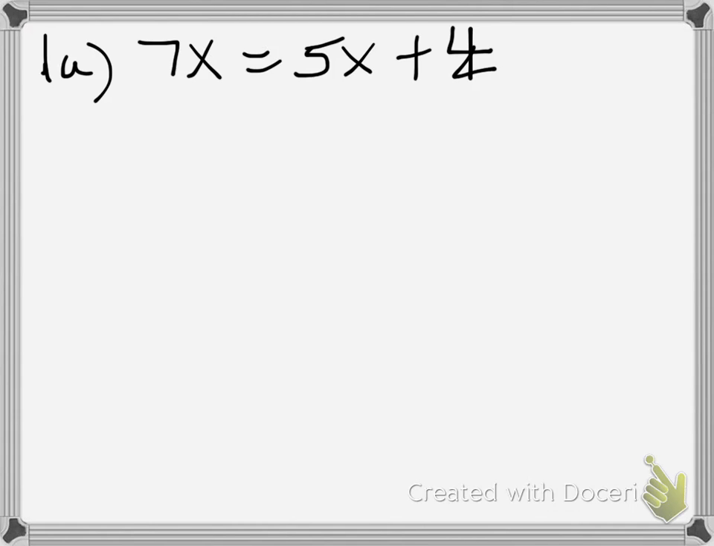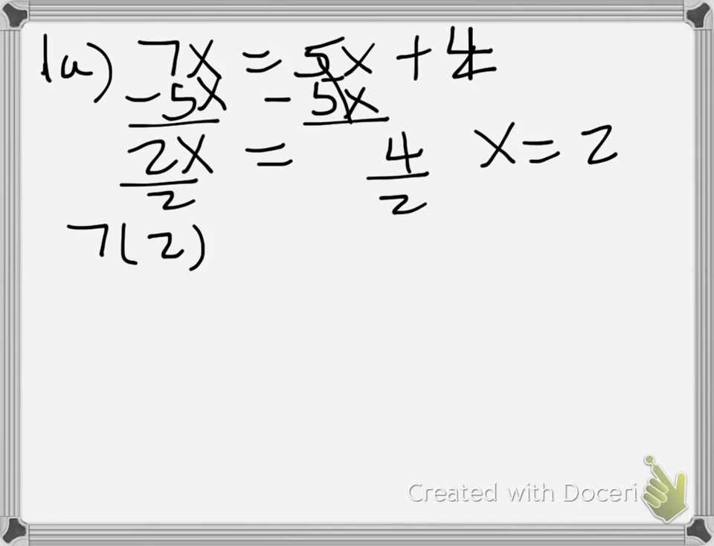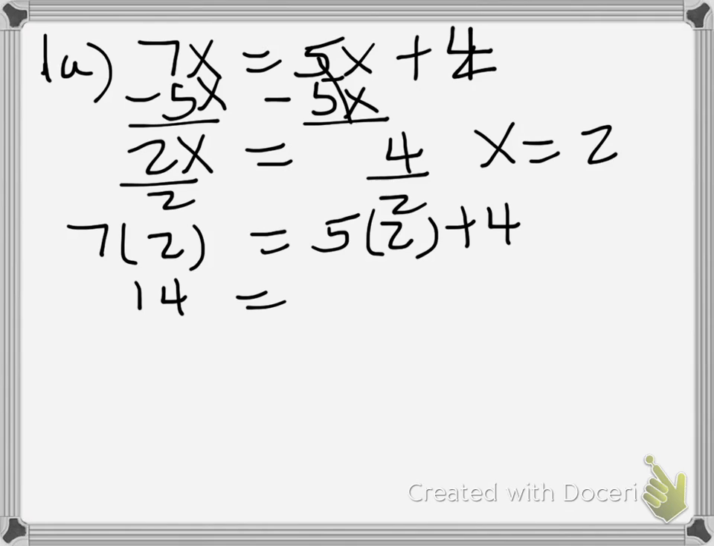Alright, 1A is 7x equals 5x plus 4. So we're going to subtract 5x from both sides. And you're going to get 4 on the right, and you're going to get 2x on the left. Divide by 2, and x is 2. So let's put that into our original and see if we're correct. 7 times 2 is 14. 5 times 2 is 10 plus 4 is 14. So 2 is our solution.